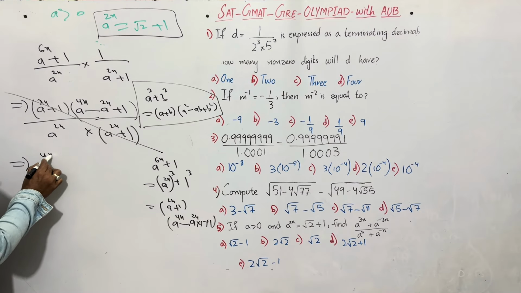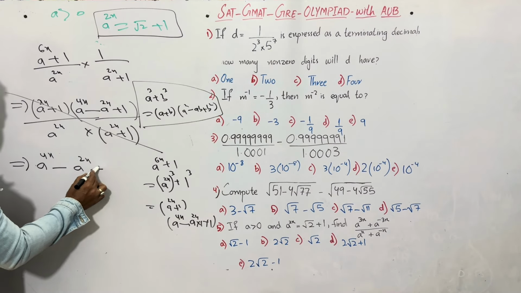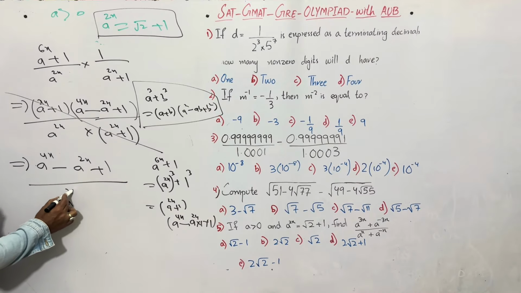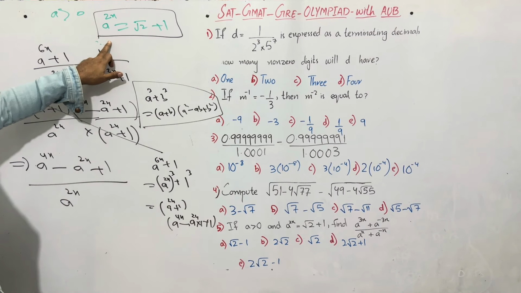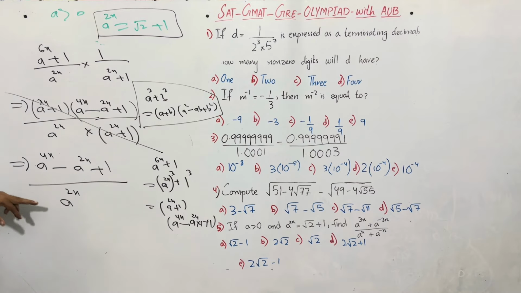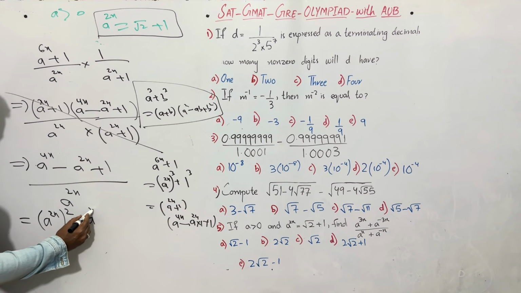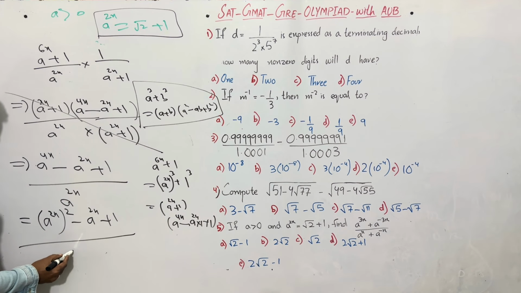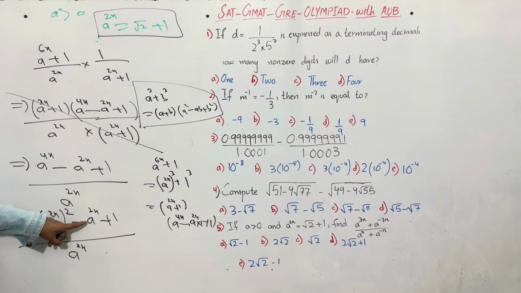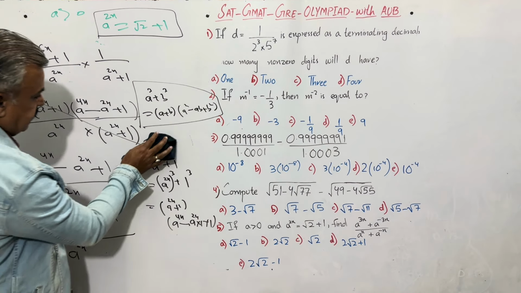A raised 4x minus a raised 2x plus 1 divided by a raised 2x. We have the value of a raised 2x, this magical figure prevalent here. There is a raised 2x, there is a raised 4x. So this a raised 4x can be written as a raised 2x whole squared, minus a raised 2x plus 1, divided by a raised 2x. Just put the value here, under root 2 plus 1, and it is going to be our final answer in that case.